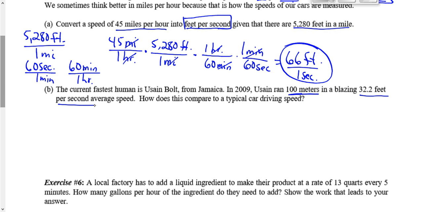They asked how this compares to a typical car speed. How do you measure car speed, in what units? Miles per hour, right? So these are the units that we want to have left. What are we going to start with? 32.2 feet to 1 second. And we want to end up with miles per hour. Do we have some conversions we can use?